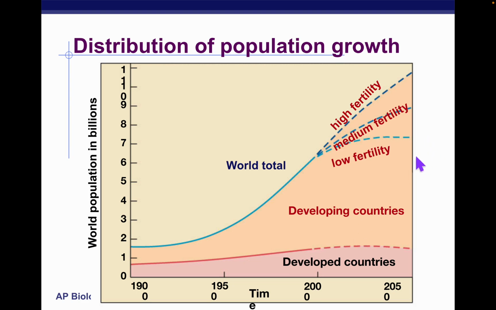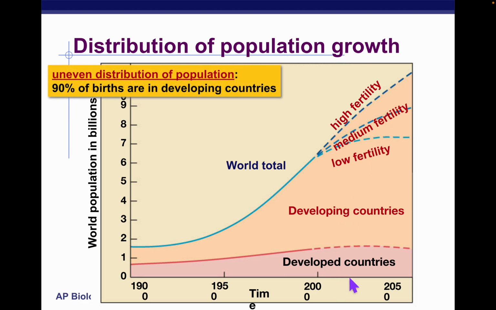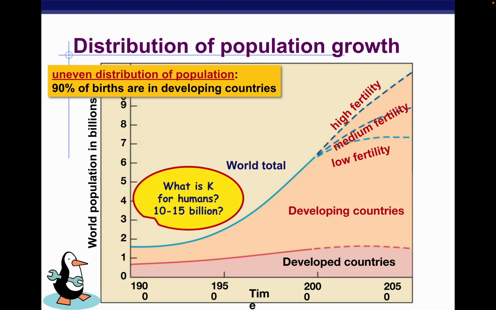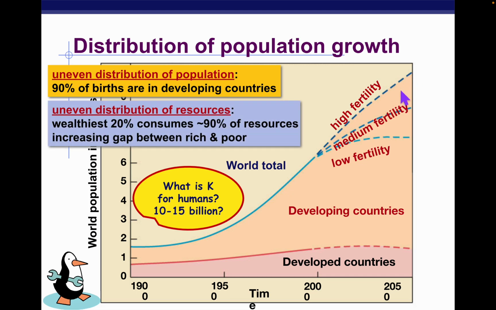So high fertility, medium fertility, low fertility. We're looking at world totals here. Developing countries are taking up a lot of the population. We have an uneven distribution of the population: 90% of the births are in developing countries. What is K for humans? 10 to 15 billion, maybe? We're still climbing. It's also an uneven distribution of resources. The wealthiest 20% consumes 90% of resources, increasing the gap between the rich and the poor.